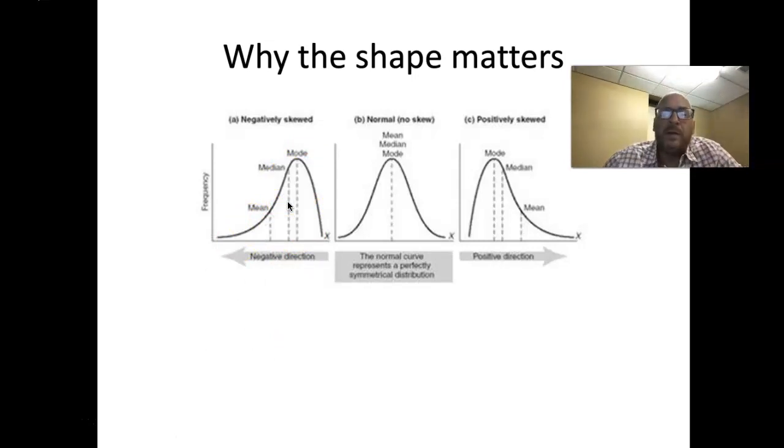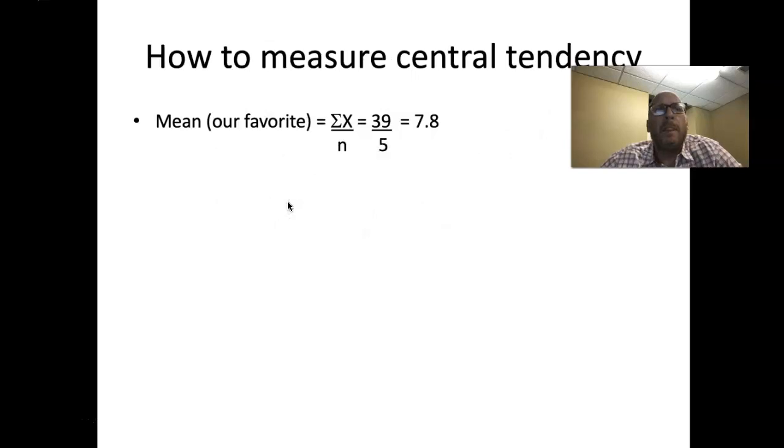So, those are the reasons why we need to know about the shapes of the distribution, because we want to use the shape in order to make decisions about what the most appropriate mean is. I think measuring central tendency is really easy. We're just going to run through a few examples.